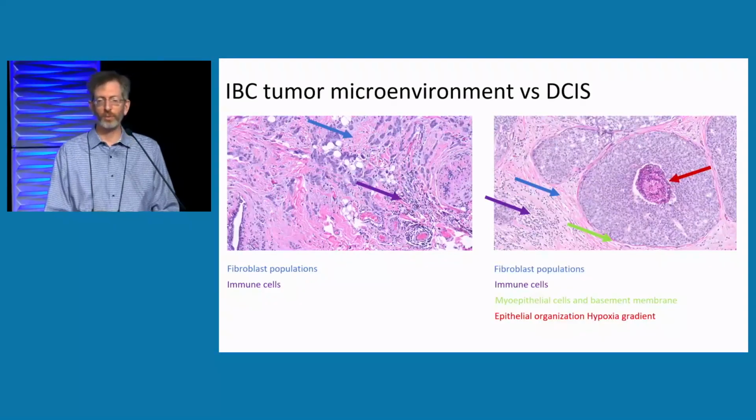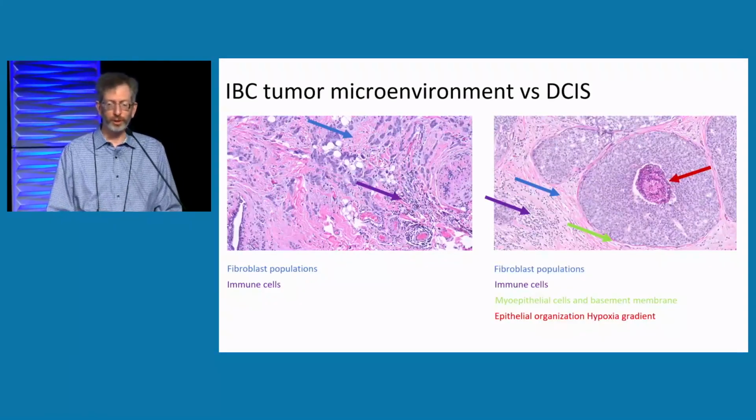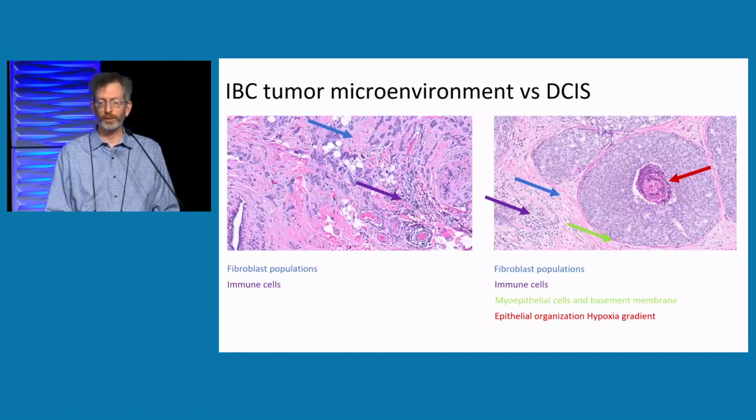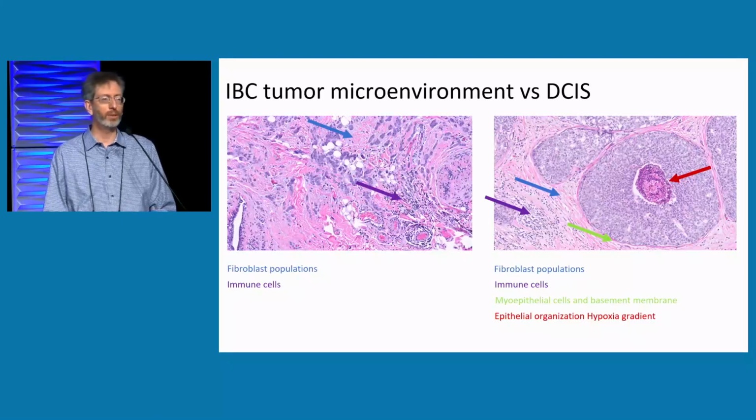In contrast, while DCIS also interacts occasionally with fibroblasts and immune cells, there are other cells and features to consider. Of course, in the breast, there are the myoepithelial cells, and those are playing a key role in organizing the epithelium. And in addition, there's more of an epithelial compartment organization, including things like a hypoxic gradient from the periphery of the DCIS duct into the center, where it can be quite hypoxic.